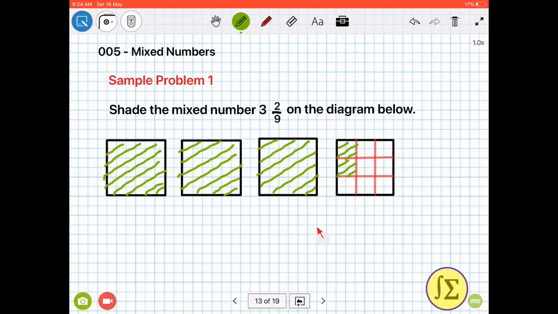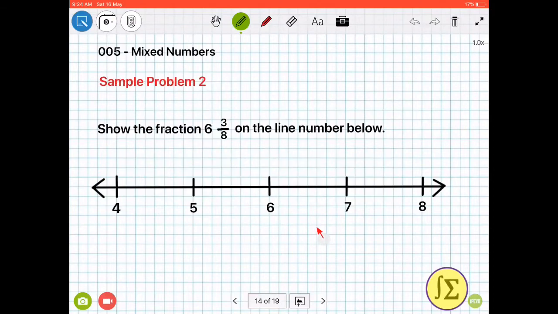Let's look at number 2. It says, show the mixed number 6 3 over 8 on the number line below, right? So as we learned just now, 6 3 over 8 is a mixed number and it lies between the numbers 6 and 7, right? So 6 3 over 8 is larger than 6 but smaller than 7, right? Okay, so we know it lies here.